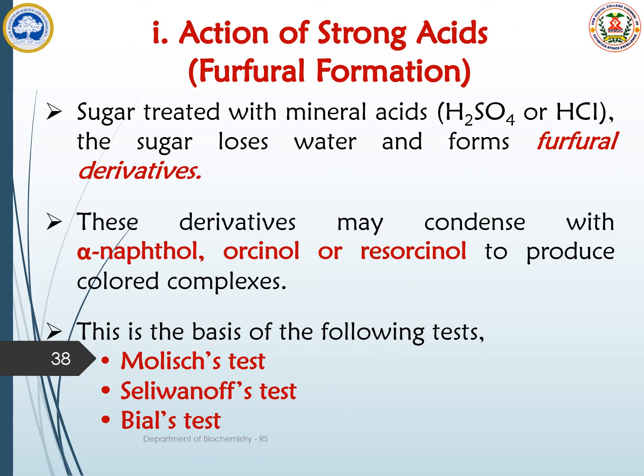First is the action of strong acids. When the sugar is treated with concentrated mineral acids such as sulfuric acid or hydrochloric acid, the sugar loses water molecules to form furfural derivatives. These derivatives may condense with alpha naphthol of Molisch reagent, orcinol of Bial's reagent, or resorcinol of Seliwanoff's reagent to form a colored complex. So this serves as the basis of tests such as Molisch test, Seliwanoff's test, and Bial's test. These are the best examples of furfural formation by monosaccharides.